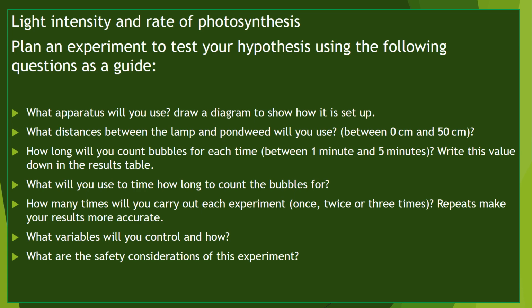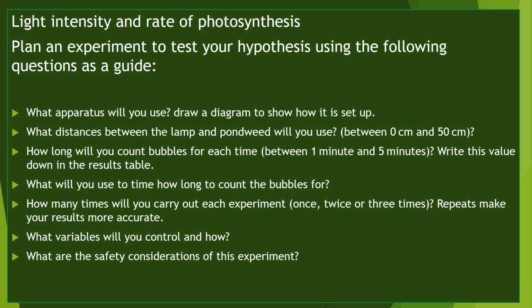Now you need to remember, the more repeats you do, the more accurate your results will be. However, it's sometimes just not practical to carry things out 10, 15 times. So we do have to think about the number of repeats and what is workable for us. So which control variables will you control and how? Which things are we going to need to make sure we keep the same during each experiment?